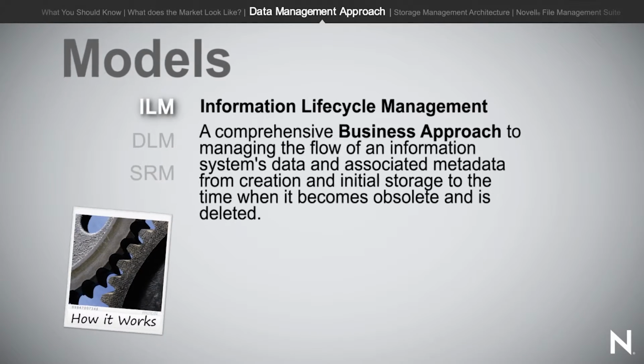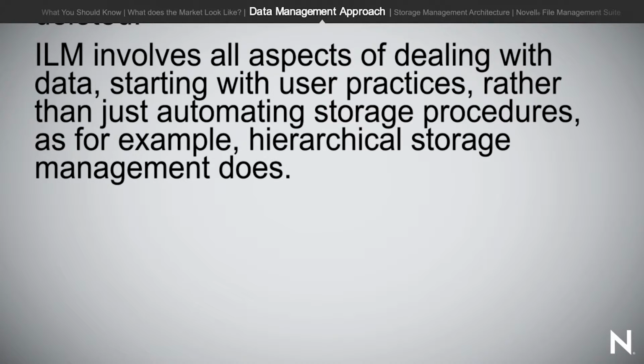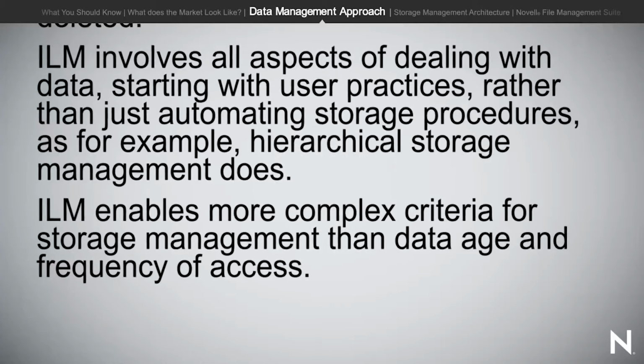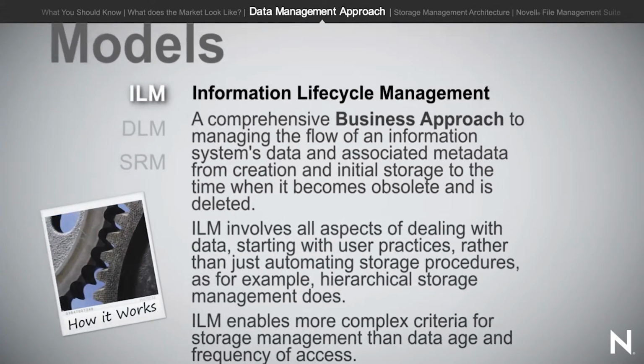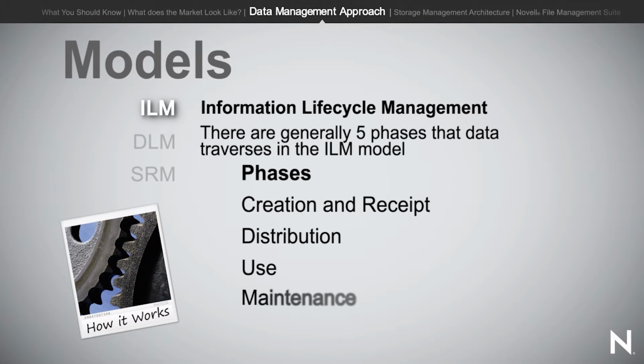Unlike earlier approaches to data storage management, ILM involves all aspects of dealing with data, starting from user practices rather than just automating storage procedures. For example, hierarchical storage management does this. And in contrast to older systems, ILM enables more complex criteria for storage management than data age and frequency of access. There are generally 5 phases that data traverses in the ILM model. That's creation and receipt, distribution, use, maintenance, and disposition.